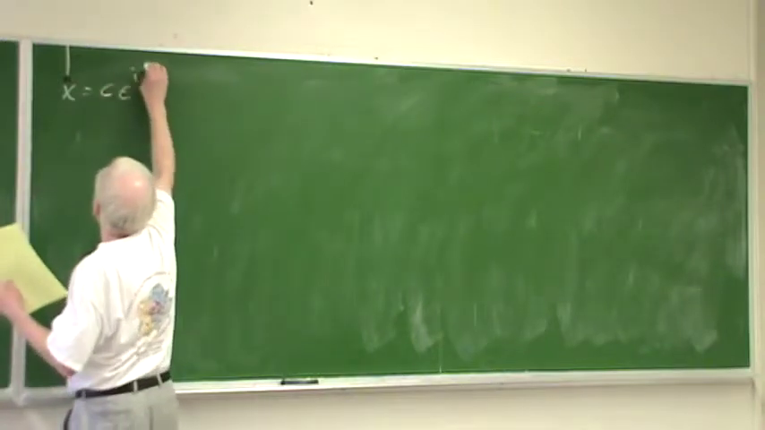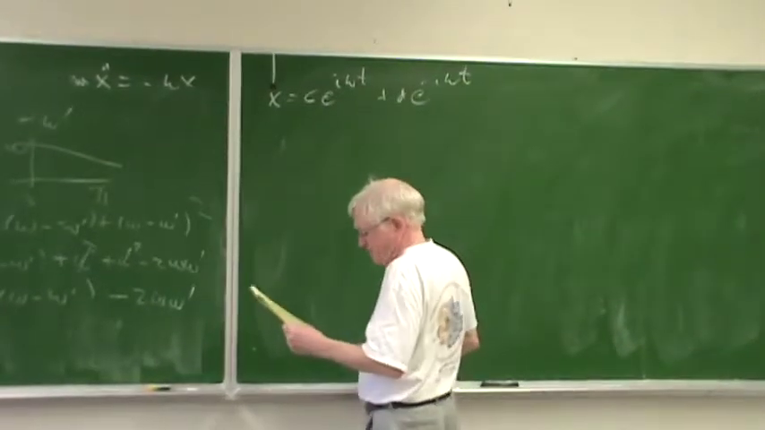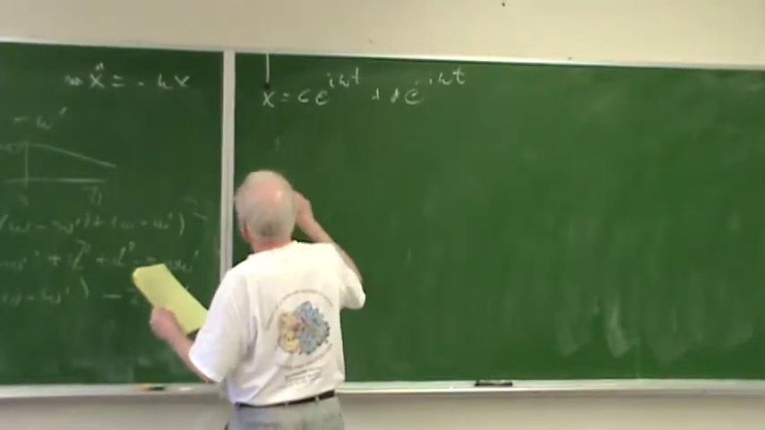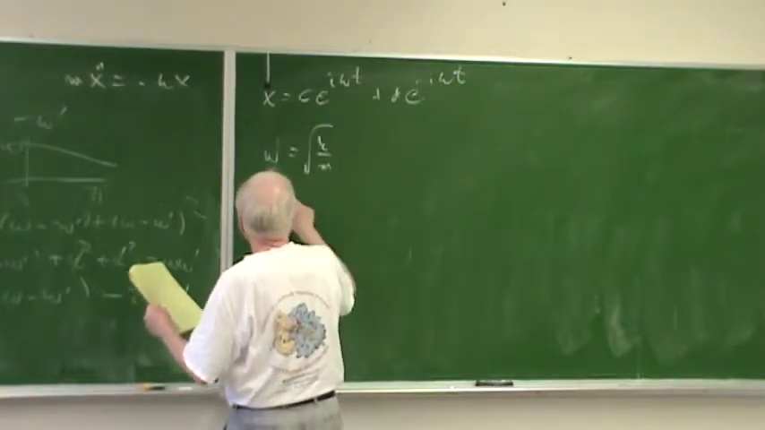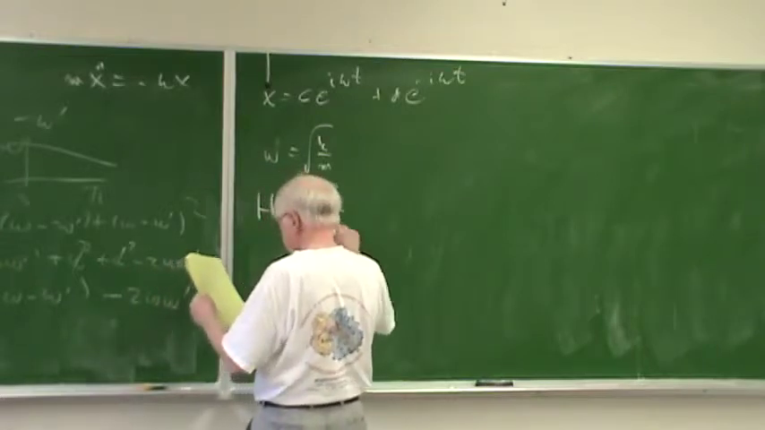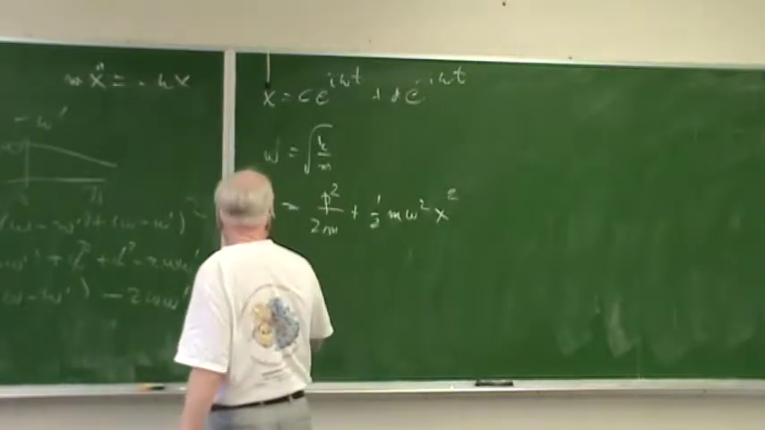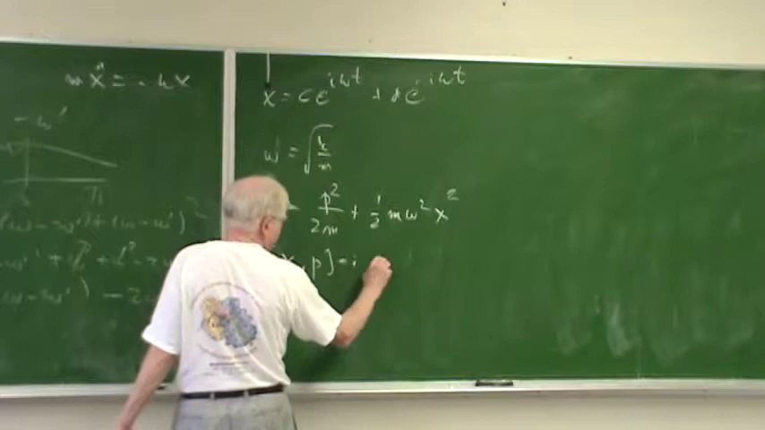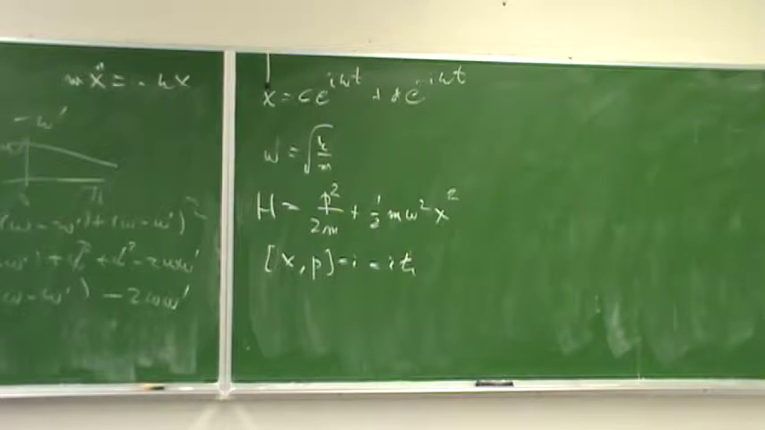You remember the harmonic oscillators, m x double dot is minus k x. x is c e to the i omega t plus d e to the minus i omega t. We use a complex notation. Omega is the square root of k over m. H for harmonic oscillator is p squared over 2m plus a half m omega squared x squared. And of course, the commutator of x and p is i, or i h bar if you want to stick in the h bar.